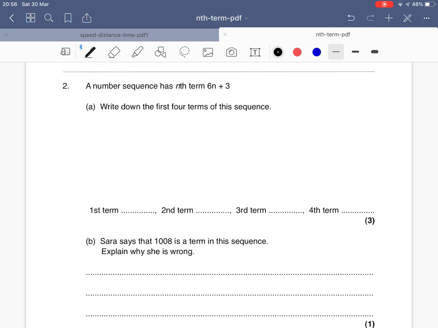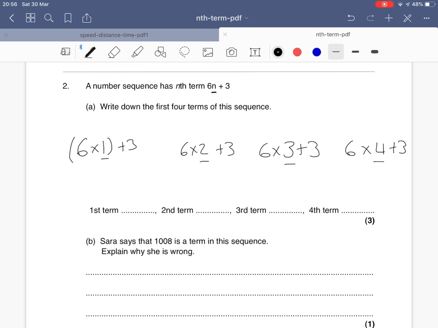A number sequence has the nth term 6n plus 3. We've got to find the first, second, third, and fourth term. So this means I've got to do 6 times 1 and then add 3, then 6 times 2 add 3, 6 times 3 add 3, and 6 times 4 add 3. So I'm replacing n with each of those numbers 1, 2, 3 and 4.